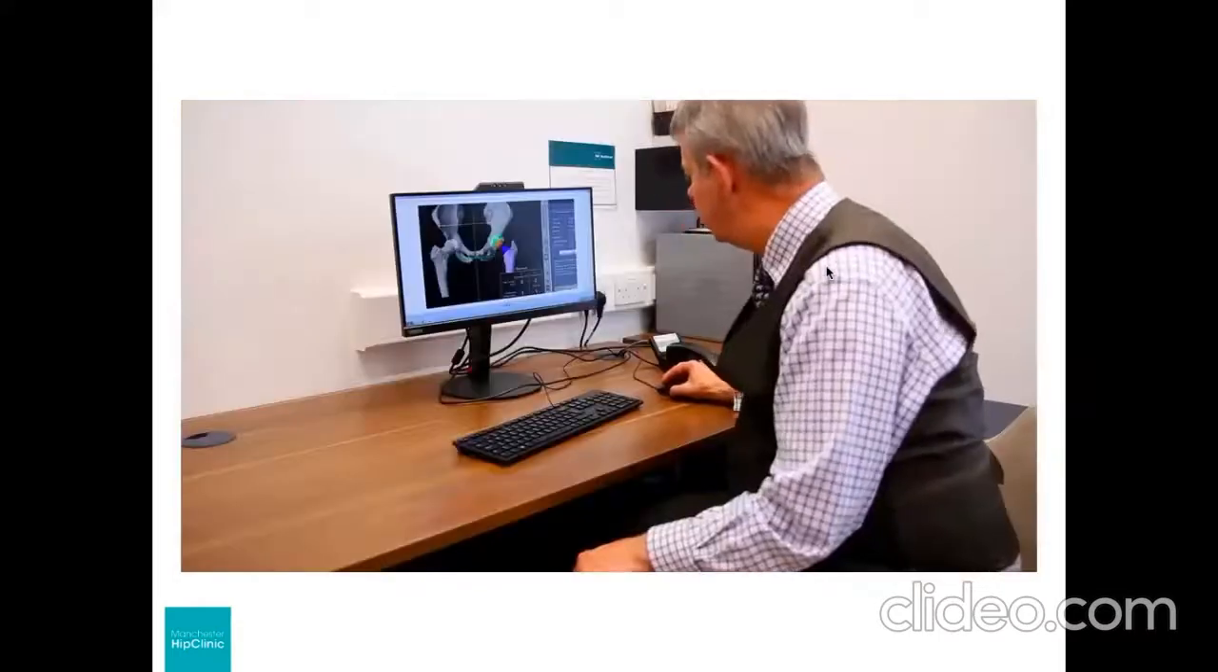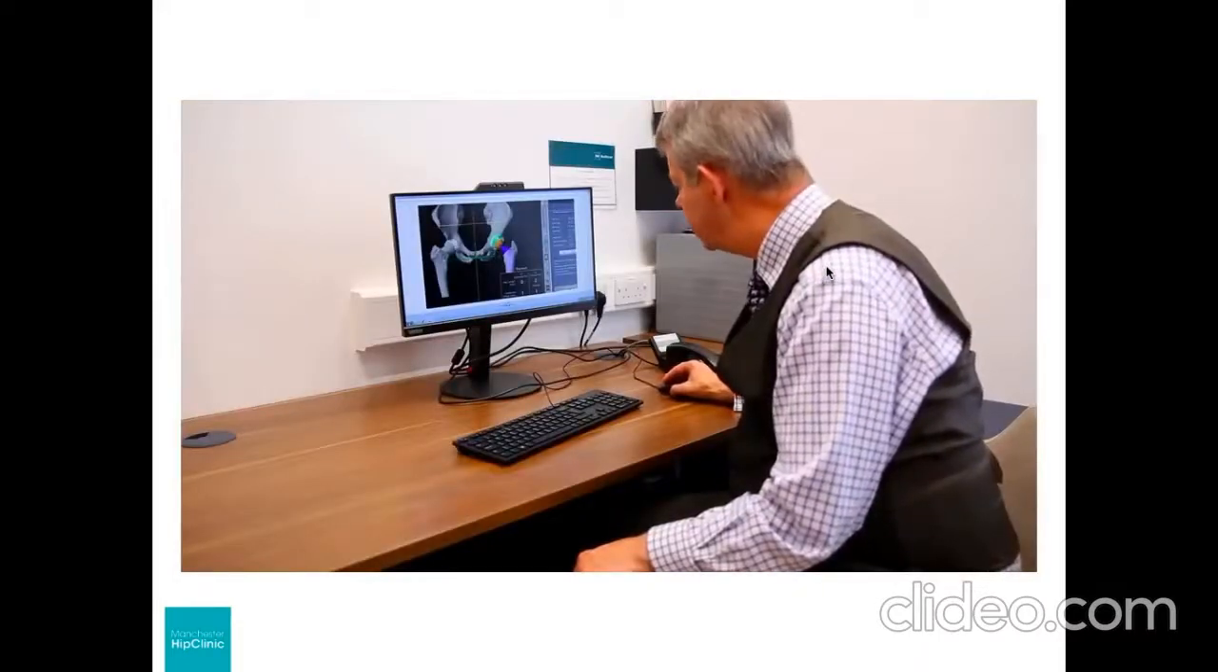Historically, a hip replacement has been a really successful procedure, but there's always been risk of complications. The most obvious ones are changes in leg length, not getting that soft tissue balance quite right, or the risk of dislocation because the implants have been put in incorrectly.